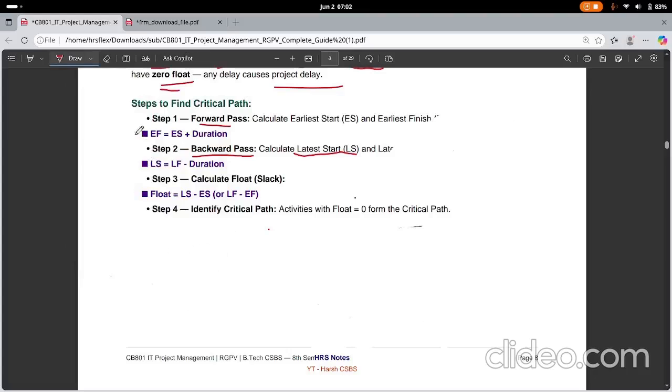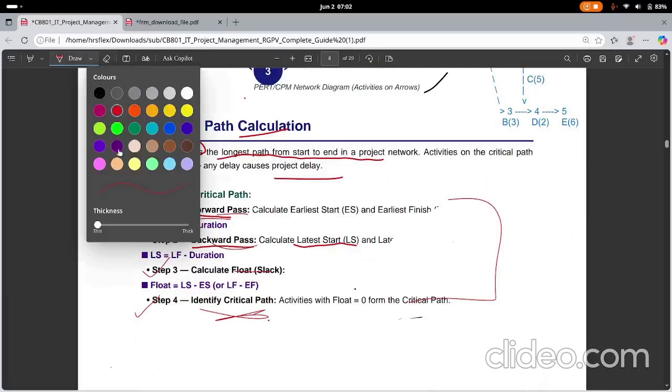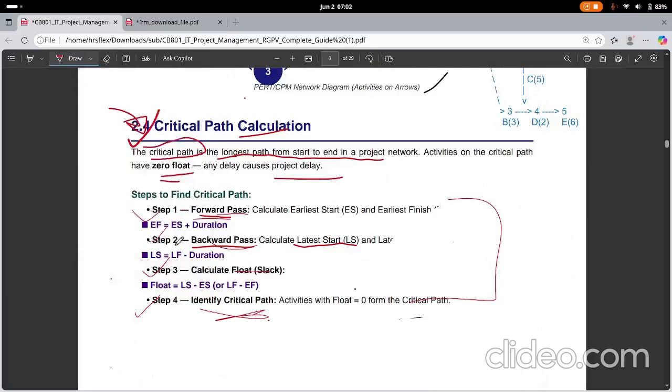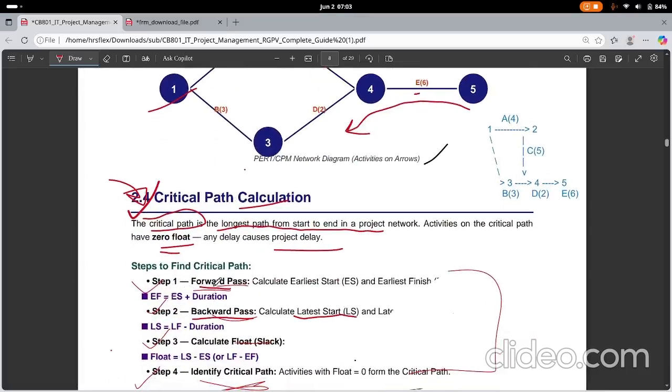The first step is to calculate the forward pass, then calculate the backward pass, calculate the total float, and identify the critical path. These are the four steps required to find the critical path. What is the forward pass? For example, you have an activity called A. In the forward pass, you calculate the earliest start, ES, and earliest finish, EF.